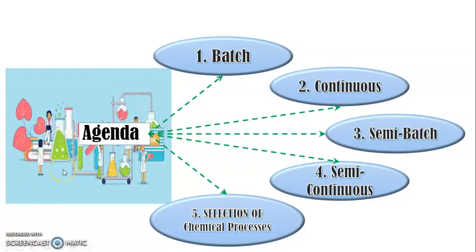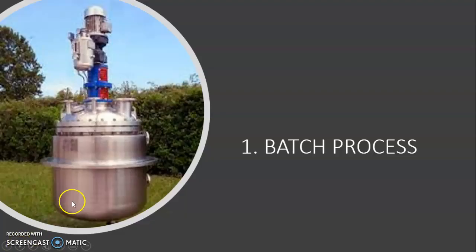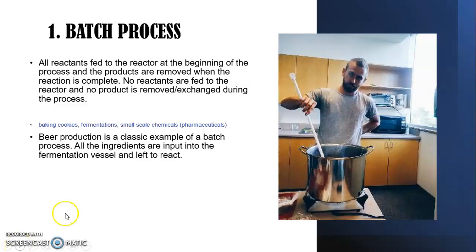So what are the 4 types of processes? First is batch process, second is continuous process, third is semi-batch, and number 4 is semi-continuous. Then you will learn about selection of chemical processes. Under batch process, what is batch process?